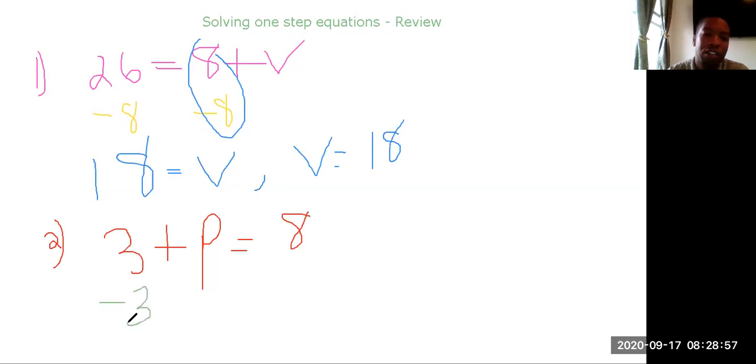And I'm going to do the additive inverse on the 3. Again, I want p to be by itself. So I need to get this 3 out of the way. All right. So I'm going to put a negative 3 on both sides because whatever you do on one side, you've got to do it on the next. All right. And since this is positive, I'm going to do a negative. That's the additive inverse. Thanks for saying that property. So this now becomes 0 because 3 minus 3 is 0. 8 minus 3 is 5. So p is equal to 5.